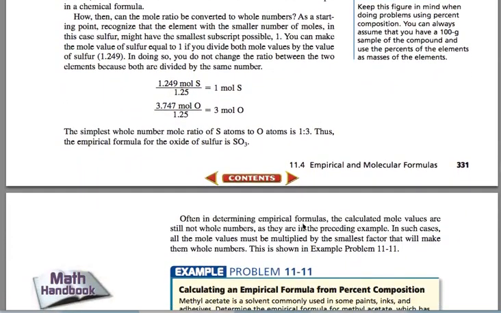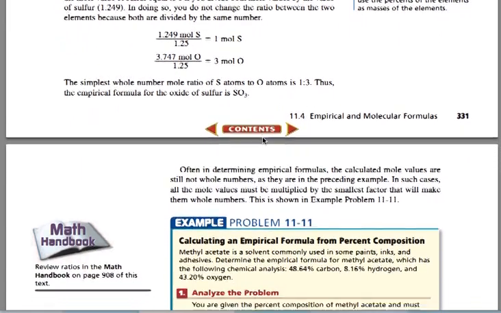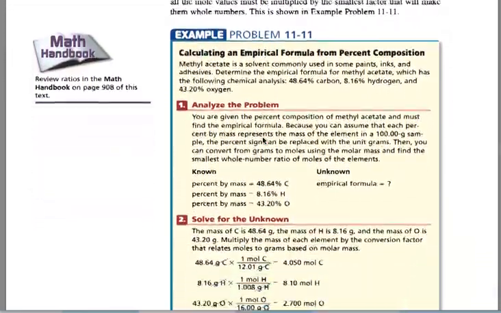Often in determining empirical formulas, the calculated mole values are still not whole numbers, as they are in the preceding example. So in other words, if you do this math, you end up with not whole numbers here. In such cases, all the mole values must be multiplied by the smallest factor that will make them whole numbers. So if this is still not a whole number, you've got to keep multiplying until you can get them both to be whole numbers. Okay. Here is an example problem.